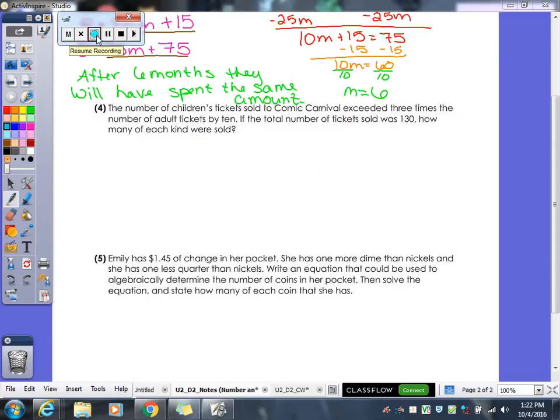All right, number 4. The number of children's tickets sold to Comic Carnival exceeded 3 times the number of adult tickets by 10. If the total number of tickets sold was 130, how many of each kind were sold? So we have 2 kinds of tickets we're talking about here. Children's tickets and adults tickets. So we need 2 let statements.